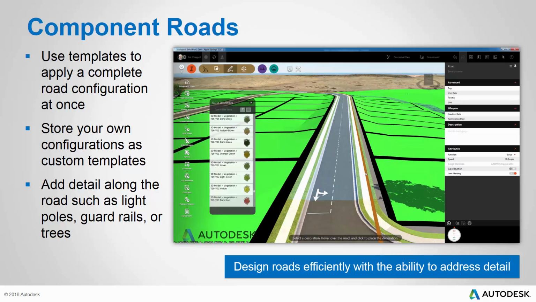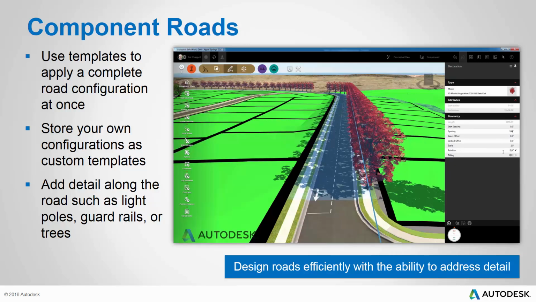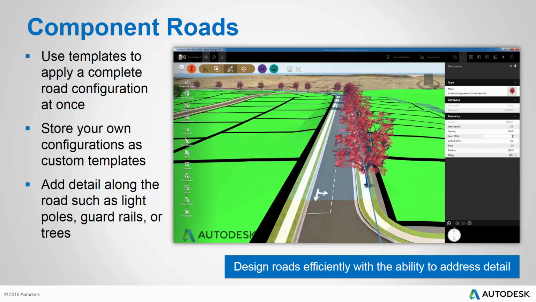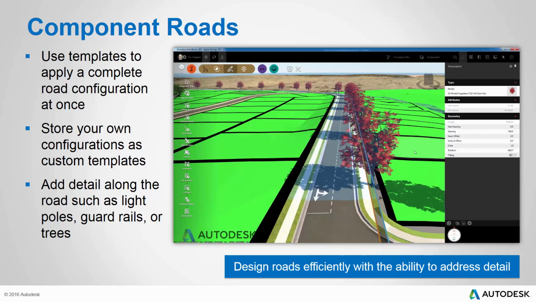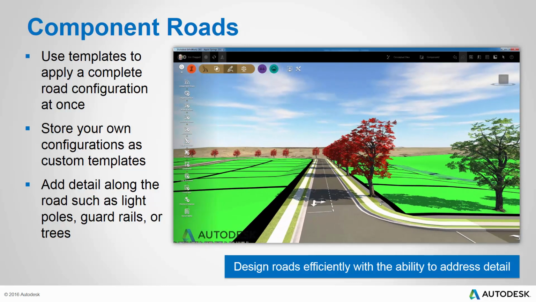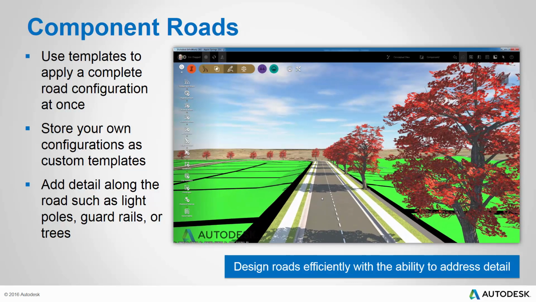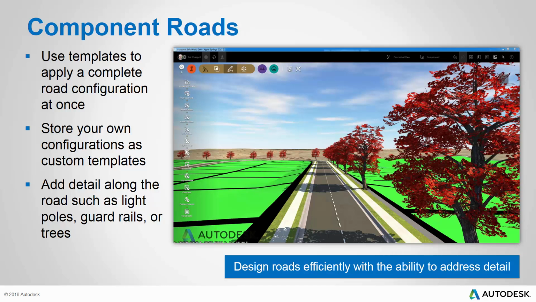Next, we'll take this road and add some detail to it by providing some trees along the right side. Note that this could be anything. Trees, obviously, but also light poles, guardrails, or anything that you have access to in the form of a 3D model. Why are these capabilities important? They allow you to design roads not only efficiently, but also with the ability to address detail.